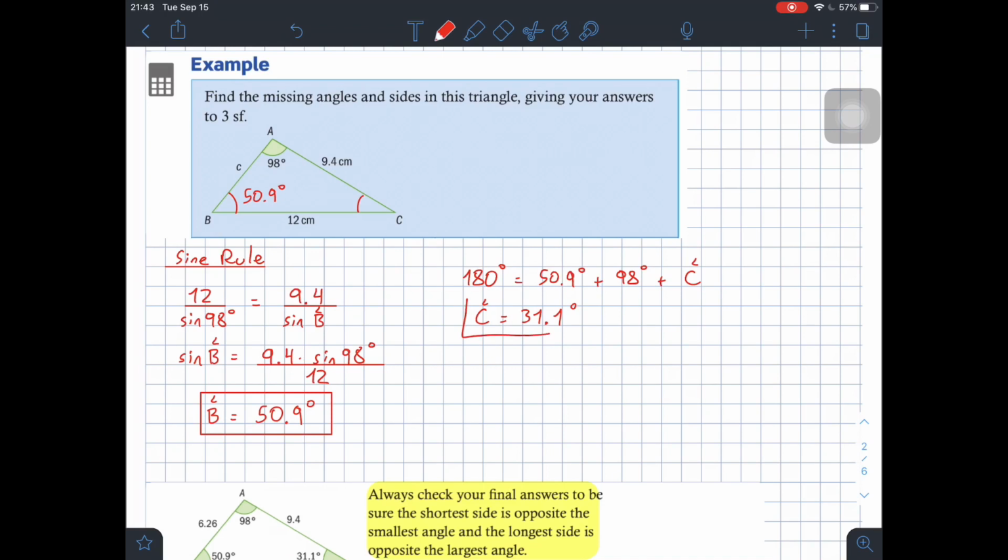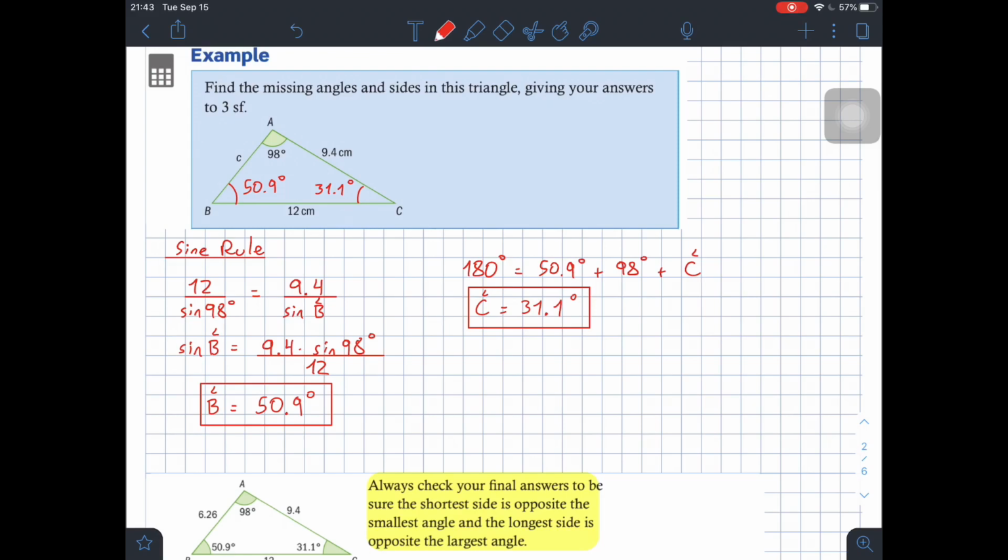Okay, so we already have the measure of angle C, 31.1 degrees, and the only thing we're missing is side C. To find side C, here I will have to apply the sine rule again. Or we could apply the cosine rule, but since we still haven't studied that, we're going to apply the sine rule again. And we're going to say that, for example, side C, which I'm looking for, is to sine of 31.1 degrees as A is to sine of A, sine of 98 degrees.